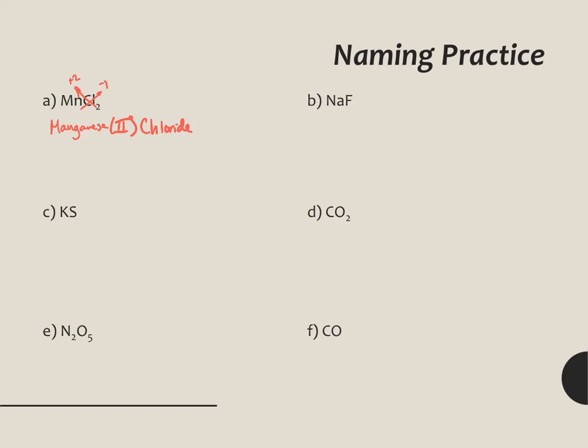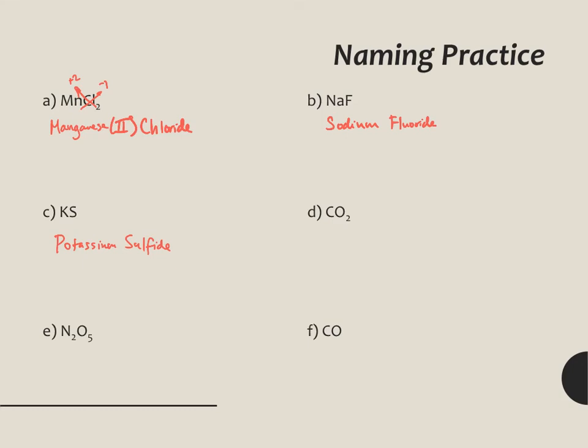B, sodium only has one oxidation state, so we don't need to do any criss-crossing. So it's just sodium fluoride. That's in toothpaste. C, potassium sulfide. So all you're doing is just looking up these symbols and their names, in case you didn't know their names by now, which you should after quizzing it multiple times.